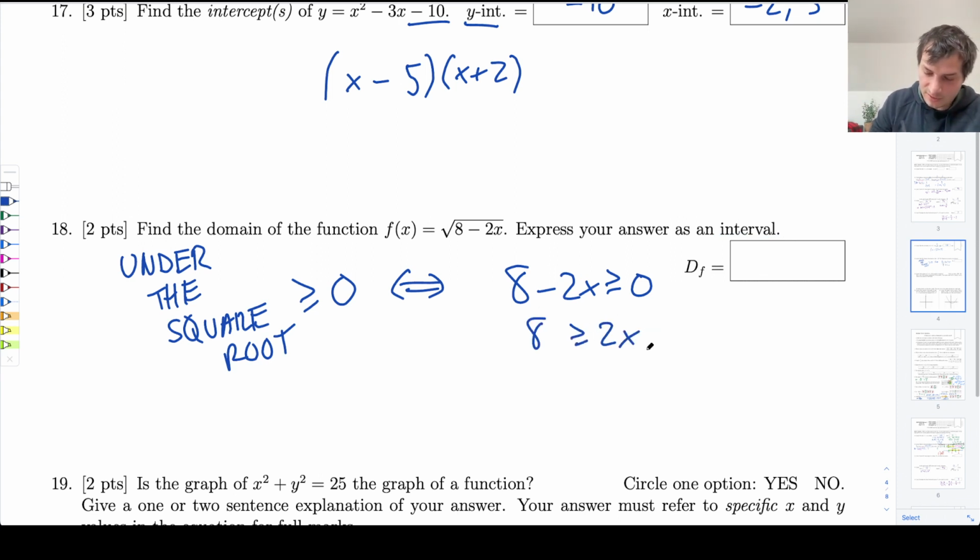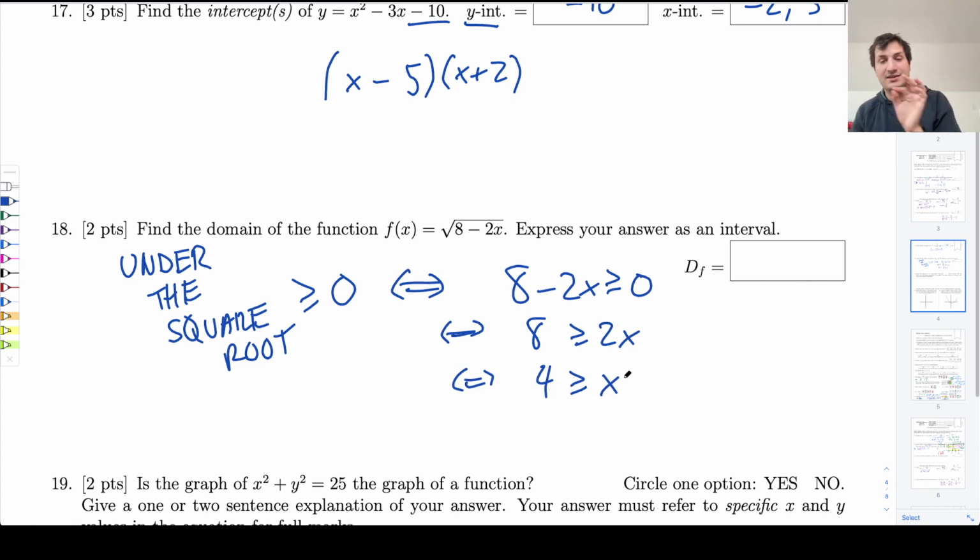8 is greater than 2x. So if 8 is bigger than 2x, then 4 is bigger than or equal to x. So x is less than or equal to 4. As an interval, the set of things where x is less than or equal to 4 is minus infinity to 4. So this is the correct answer, minus infinity to 4.